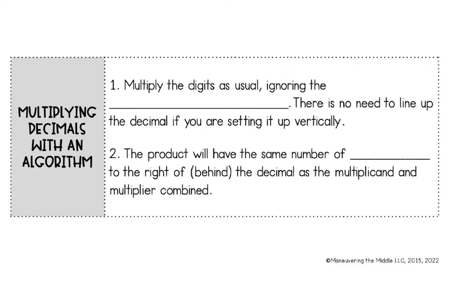Now, while the area models are great, they are a bit time consuming. So now let's talk about the normal algorithm that we are going to be using. So the first step, multiply the digits as usual, and we are going to ignore the decimal point. There's no need to line up the decimal if we are setting up vertically. So again, we are going to just ignore the decimal. Then the product will have the same number of digits to the right of or behind the decimal as the multiplicand and the multiplier combined. And you are going to understand that a bit better here in a second.